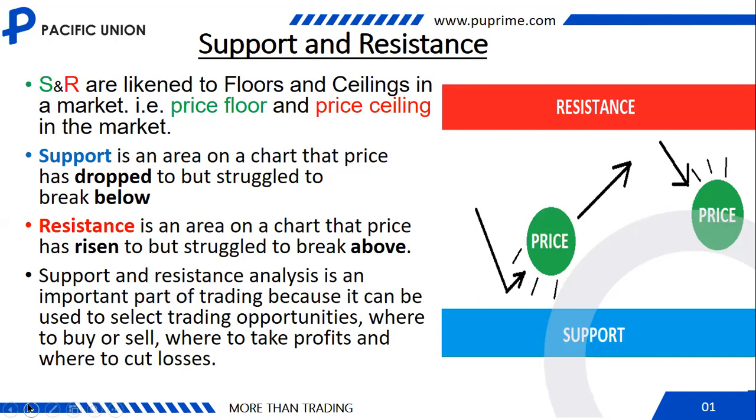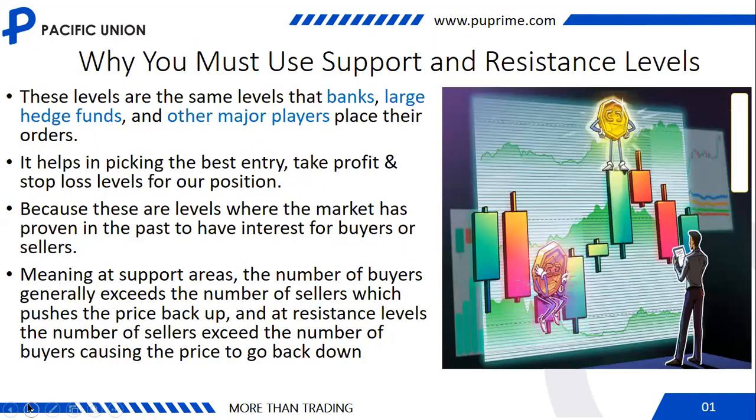Support and resistance is an important part of our trading because it can be used to select trading opportunities: where traders buy or sell and where to take profit. Now let's talk about why you must trade support and resistance. These levels are the same levels where banks, large hedge funds, and other major players place their orders. It helps in picking the best entry, take profit, and stop loss levels for our position.